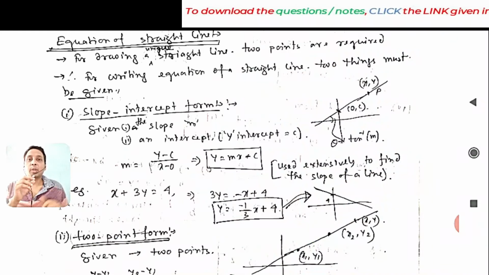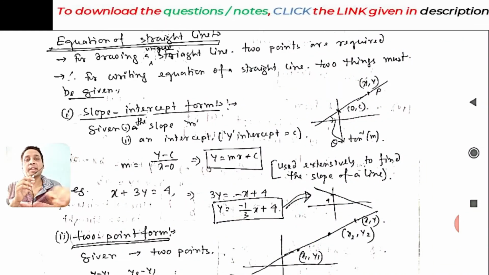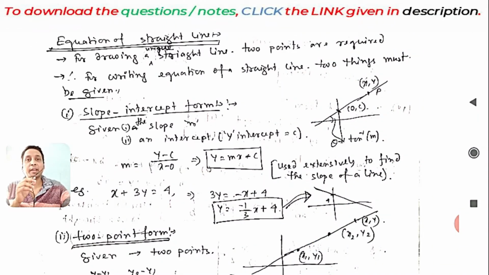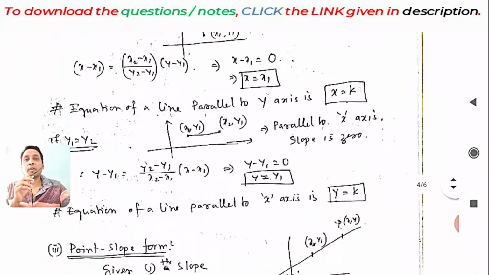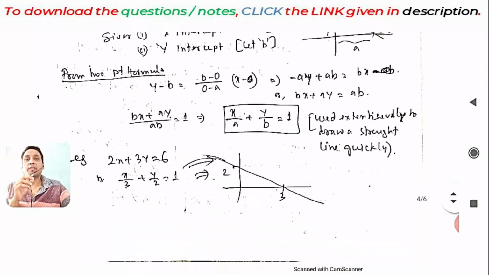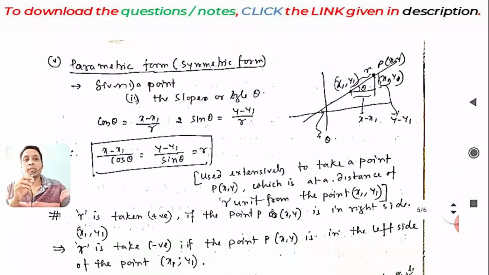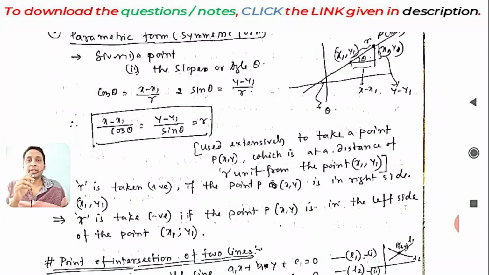We have seen up to slopes and intercepts. So today we'll discuss various types of equation formats in a straight line: slope intercept form, two-point form, slope point form, intercept form, and then symmetric form or parametric form. Okay, then let's see these equations first.